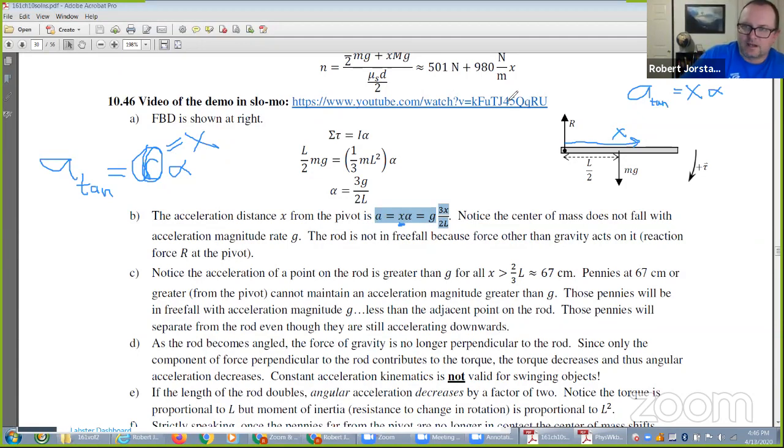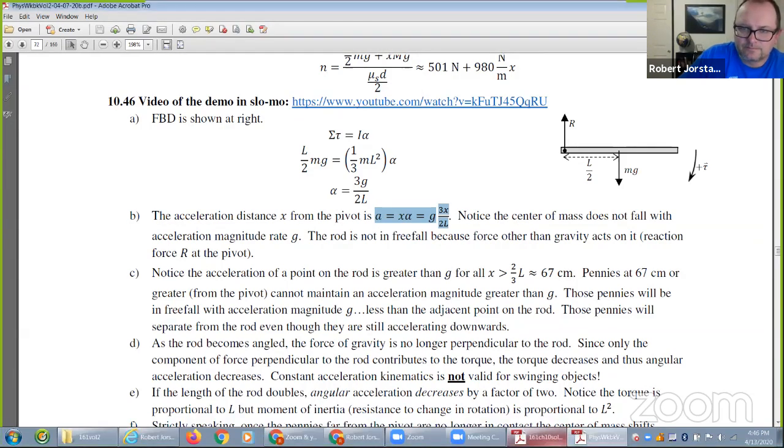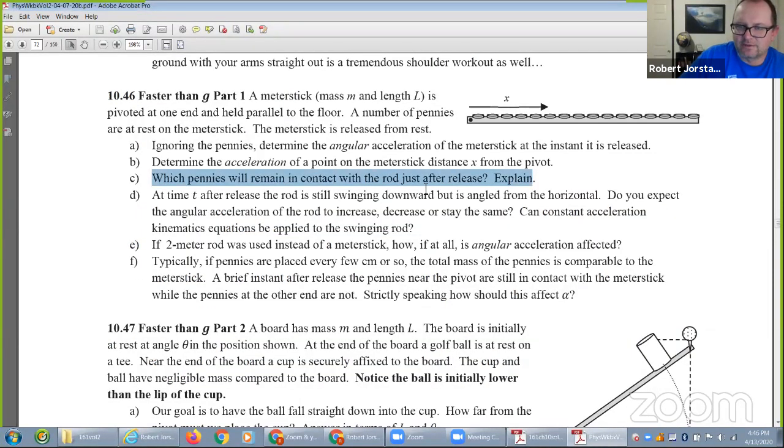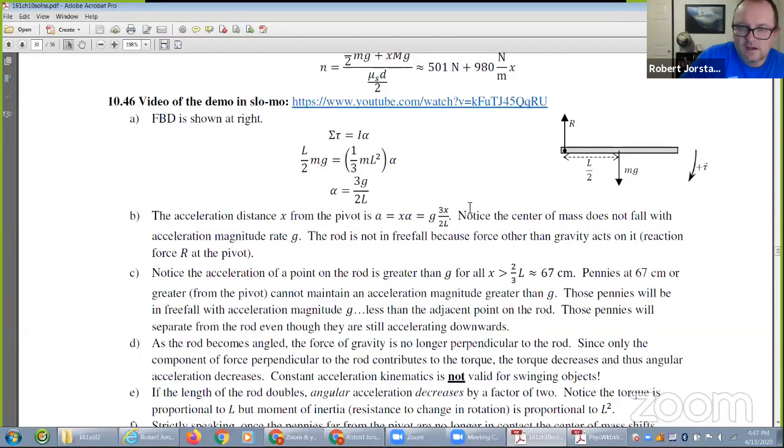All right, I'm going to stop there and let me clear this out. If you have questions, go ahead, throw them in the chat, but I'm going to do the next part. This is the cool part. Which pennies remain in contact with the rod just after the release? Okay, so let's go back and look at this thing. I want the solution here. I'll get the question in the chat in just a second. Think about this. All right, here's my equation.